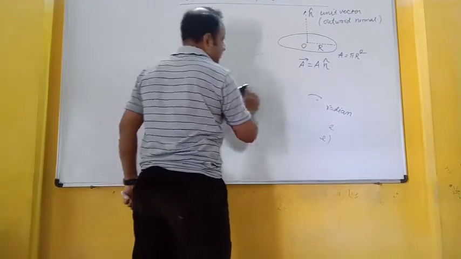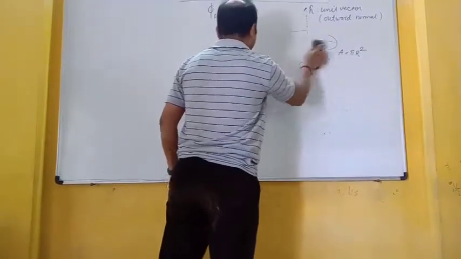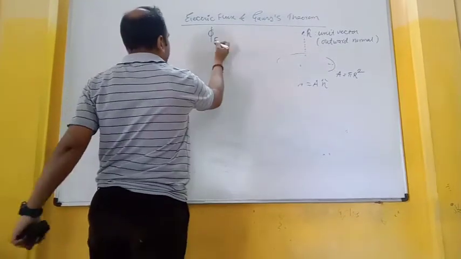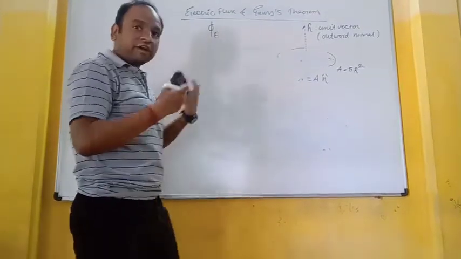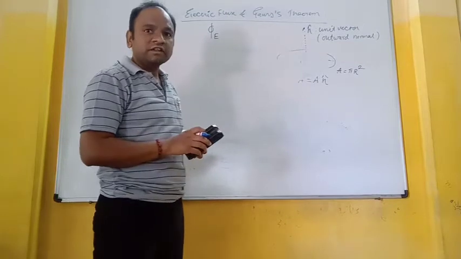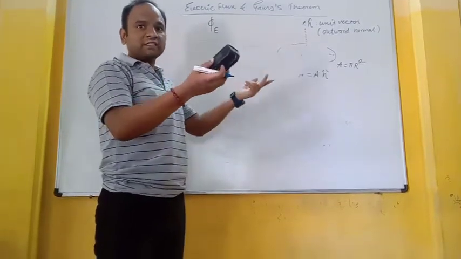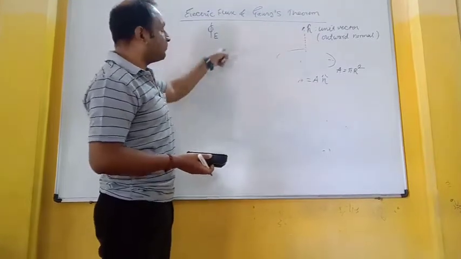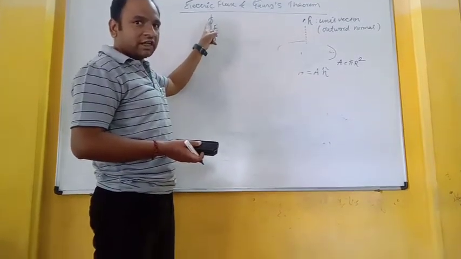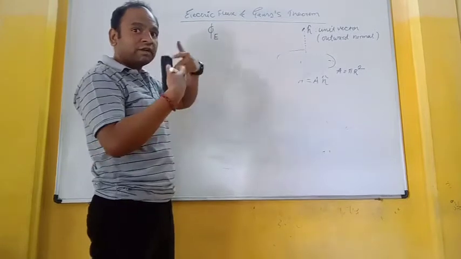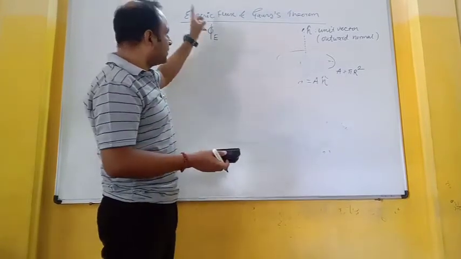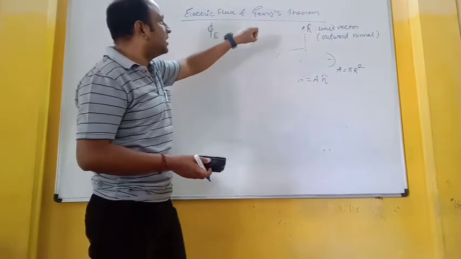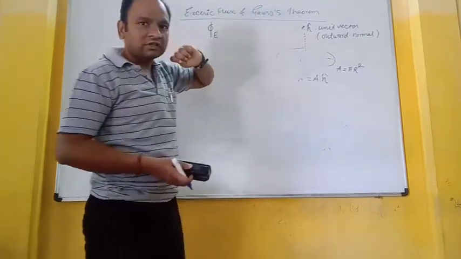Electric flux, which we denote by phi E, is a measure of the number of electric field lines passing through a given surface. The more lines passing through a surface, the more the electric flux through it. Later on you will see that this is related to the electric field intensity at a given point on that surface, and that will be the topic of Gauss's theorem.